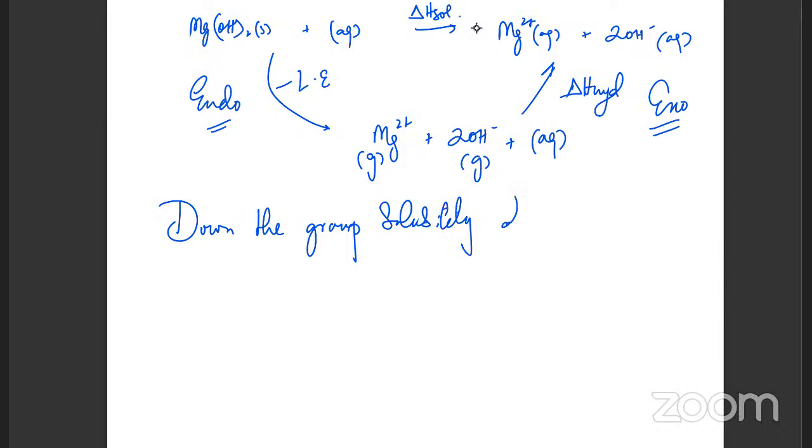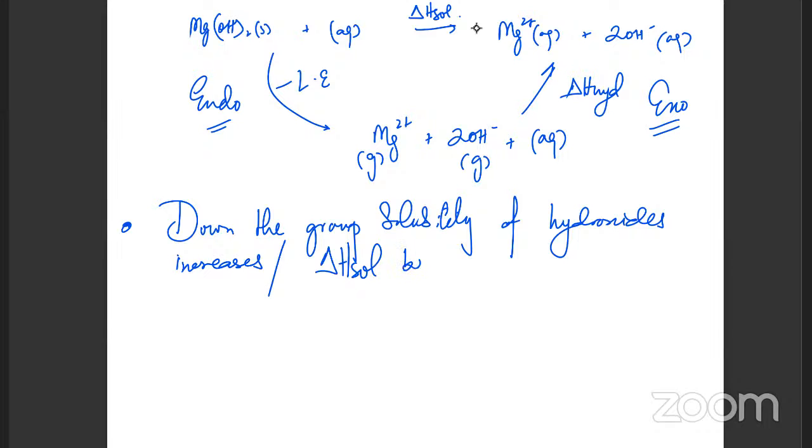So the solubility of your hydroxides increases. That's the first part. Barium hydroxide is more soluble. So if it increases, that means enthalpy of solution becomes more exothermic. The more exothermic, the more feasible it is, the less energy is needed for the reaction to happen. So enthalpy of solution becomes more exothermic. So why is it becoming more exothermic?